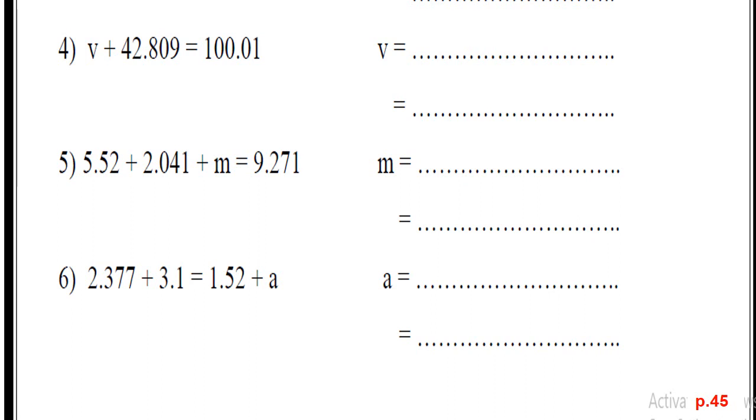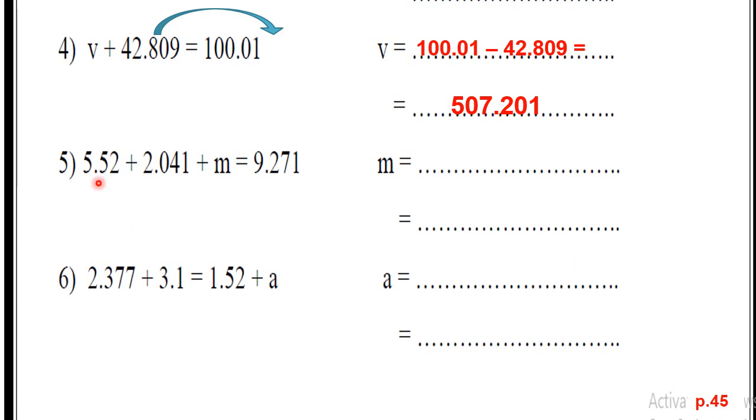And now in letter number 4, v plus 42.809 equals 100.01. Here, as we said before, we need the variable inside and all the numbers on the other side. So I will take 42.809 to the other side using the inverse operation. Here the operation is plus, so it will be minus. So we will have v equals 100 and 10 hundredths minus 42 and 809 thousandths. So when we solve this, the value of v will be 57 and 201 thousandths.